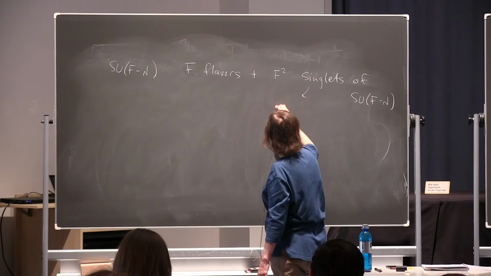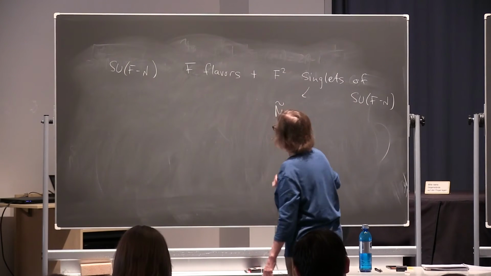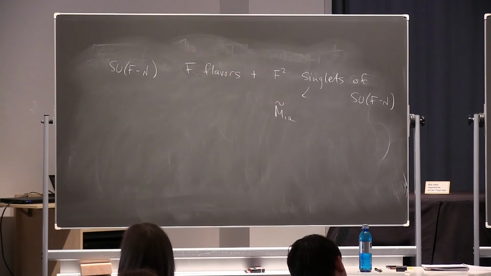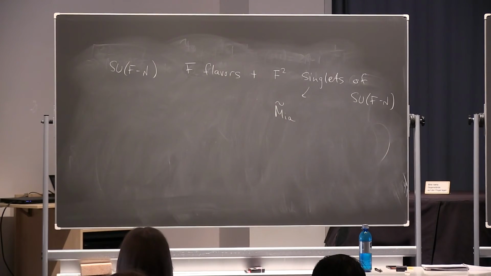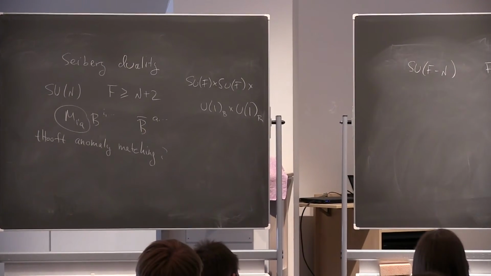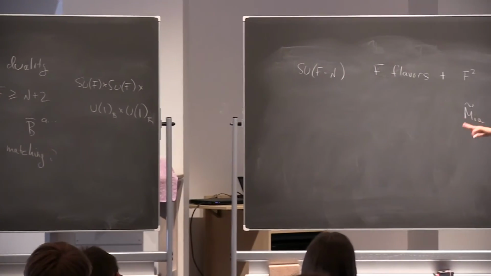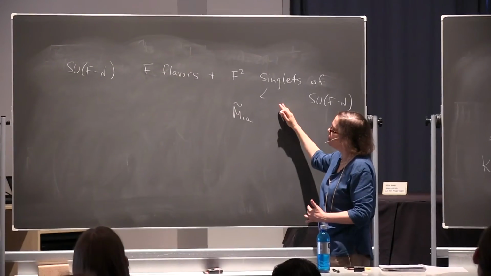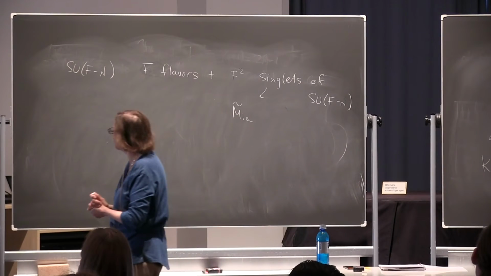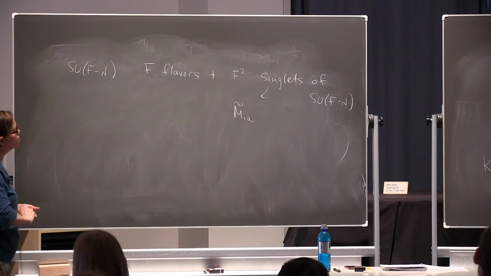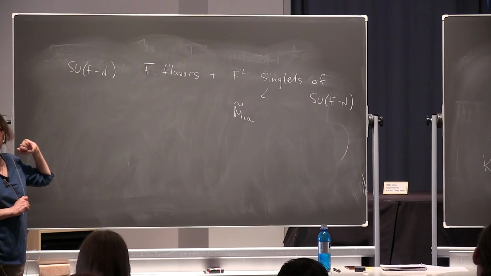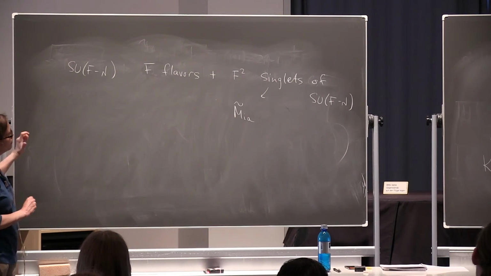And these singlets, let's call them M tilde IA. So they look very similar to these mesons that we have over here. So the claim is, if you go through this anomaly matching, you see that these guys satisfy all the 't Hooft anomaly matching conditions. And then you can conclude that this gives an alternative description of the theory at the origin.